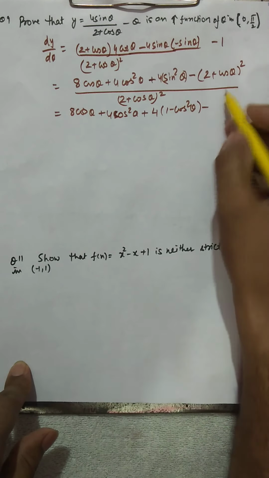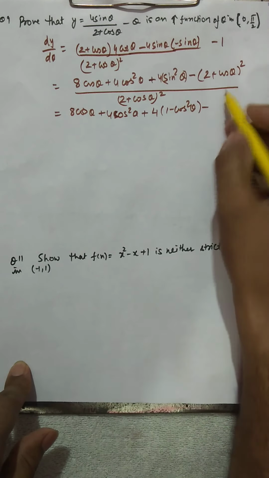So we have found the differentiation, and now this is (2 plus cos theta) whole square. Now we open this. This is 8 cos theta, and this is 4 cos square theta, and this is 4 minus 4 cos square theta minus 4 minus cos square theta minus 4 cos theta, and this is your (2 plus cos theta) whole square.